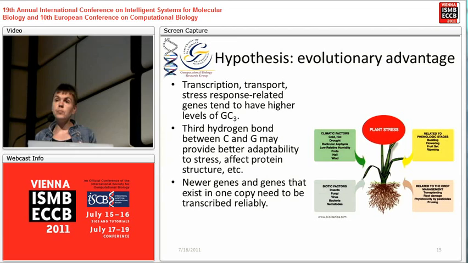So what is the hypothesis? Probably it is related to some evolutionary advantage. Maybe it is linked to a better probability of surviving stress, because transcription and translation processes are more optimized. Another possibility is that protein structure is more optimal. If you imagine there is only one copy of a gene per genome, or a gene that is unique to a species, one that differentiates and is responsible for speciation, you would like to make sure this gene is expressed and the protein is made, and that's why it needs to be transcriptionally optimized.